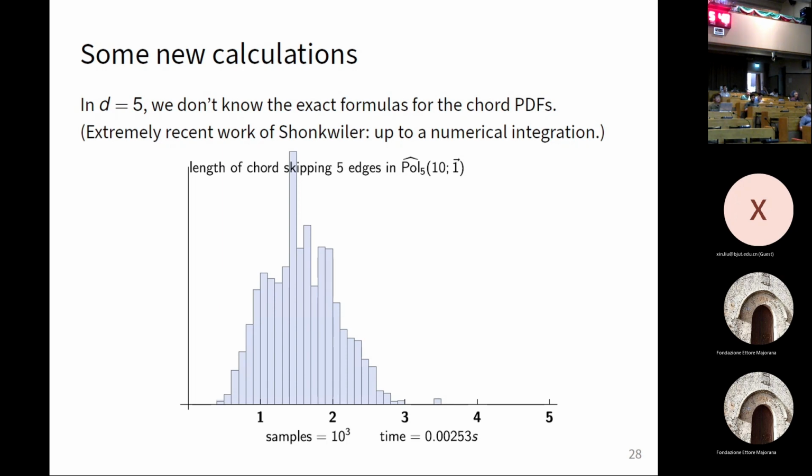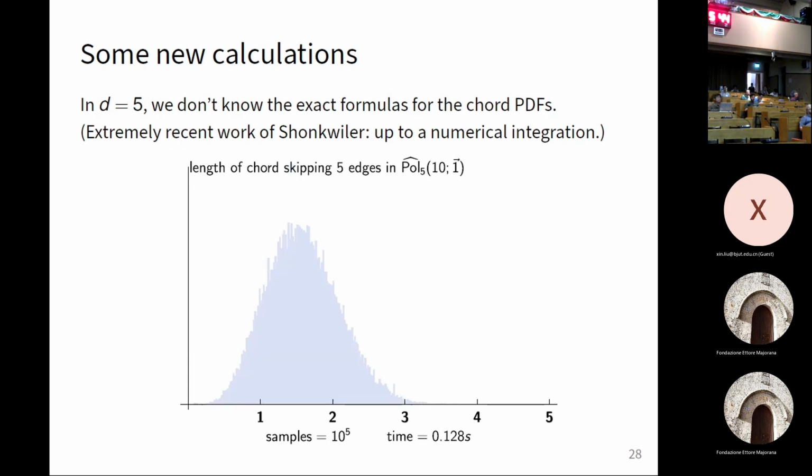So here's the initial histogram. And here's what happens as I increase the number of samples. So clearly we're resolving this, whatever it is, quite well. What is it? Is it piecewise polynomial? Is it something that's rapidly approaching a gamma or something? I don't think anyone has any idea.